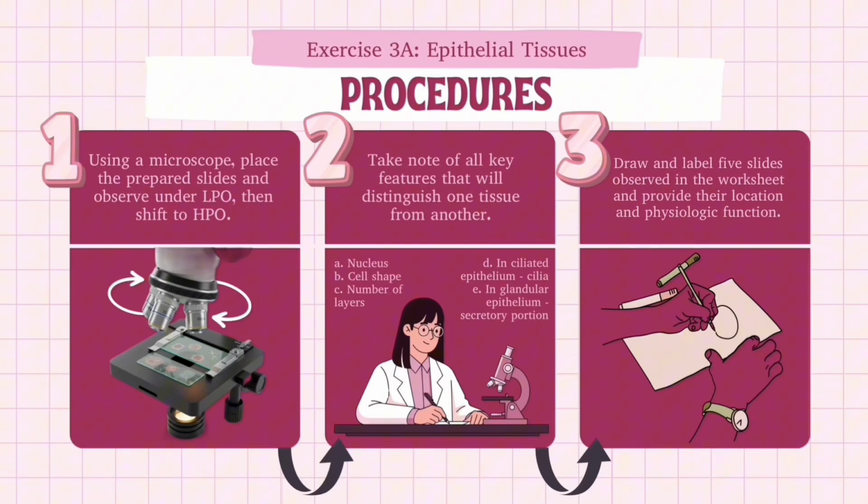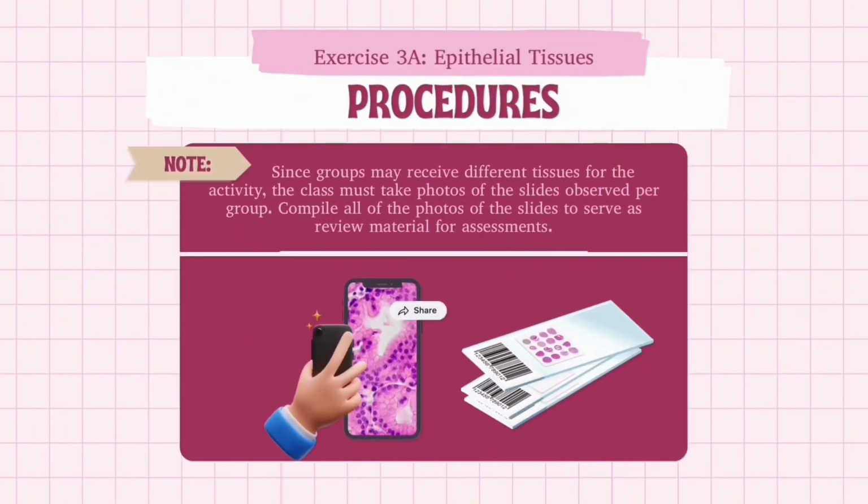After establishing a clear image, shift to higher magnification to observe more specific details such as cell shapes, layering, and distinct structural features. For every slide viewed, record the notable characteristics that were present. After completing all observations, compare the findings from each slide to identify similarities and differences between the various epithelial tissue types.